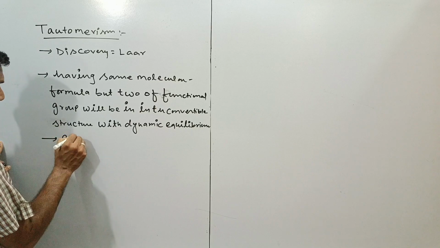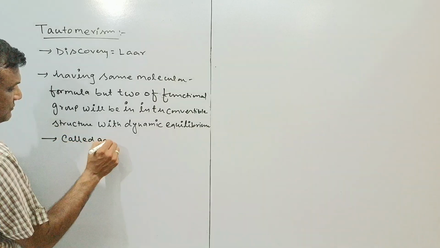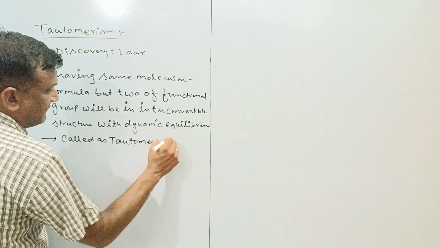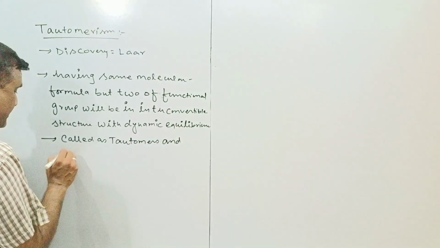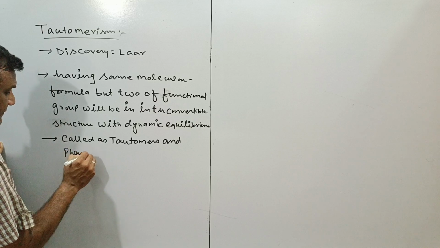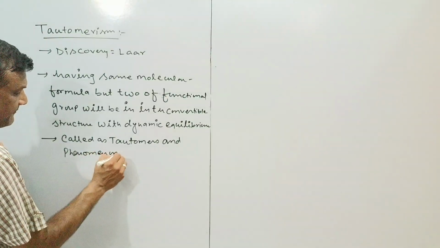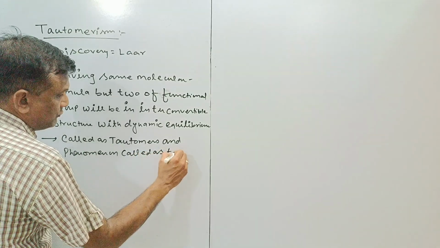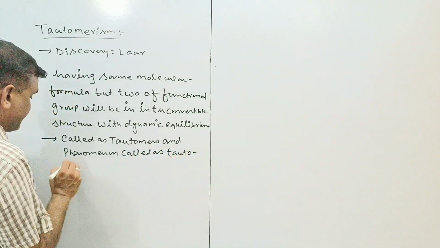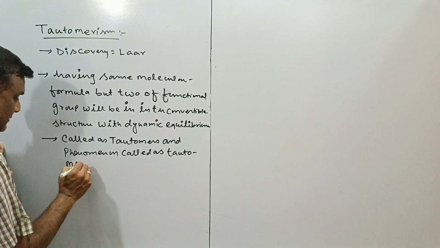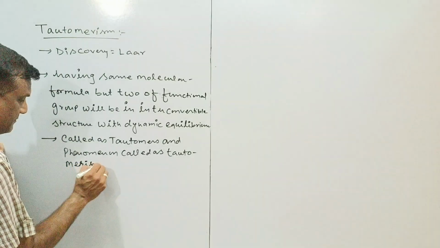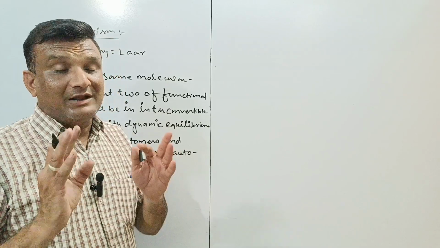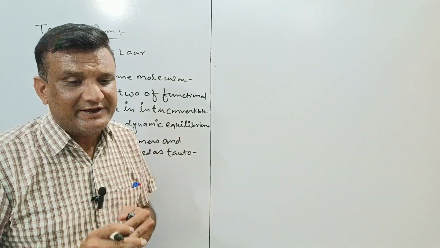They are called tautomers, and the phenomenon is called tautomerism. This was about the meaning of tautomerism. Now it is time to discuss the specific things.